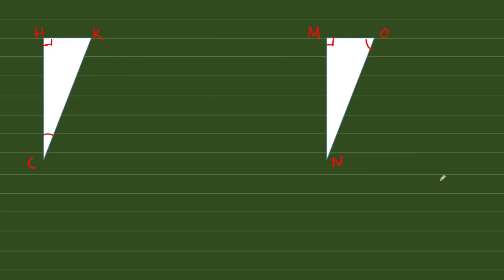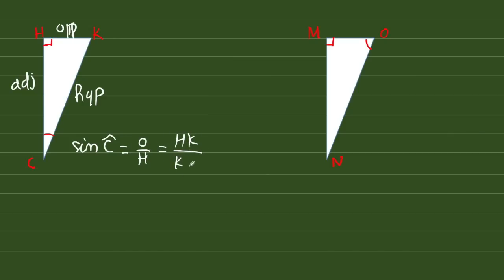How about this one? The triangle is changed a little bit. This is the hypotenuse, this one is opposite, and this is adjacent. First one, the chosen angle is C. Sine C is opposite divided by hypotenuse. Opposite is K, hypotenuse is KC.